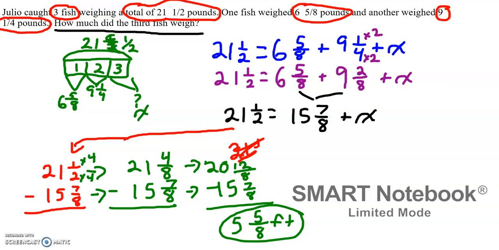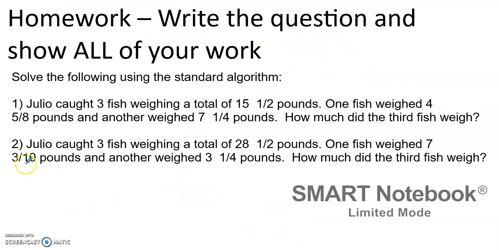Now that we have that in our notebooks, I want you to try 2 on your own. So here's our 2 questions. They are the same, except in the first question, the total pounds is 15 1/2. One fish weighed 4 5/8. The other one weighed 7 1/4.